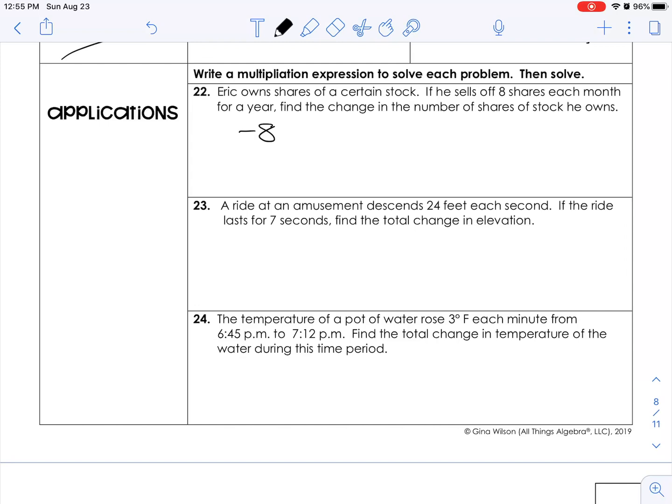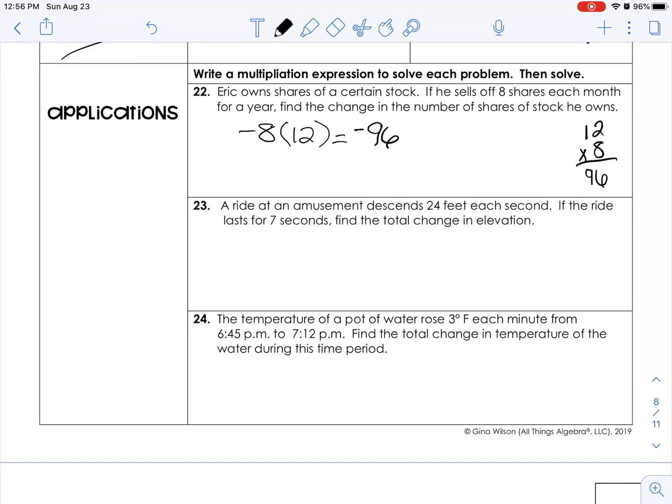So every month for a year, he sells 8 shares. So he's giving those away, so negative 8. And we know that there are 12 months in a year. So negative 8 times 12. You might need to go to the side, 12 times 8, to calculate 96. And then looking at our signs, the 8 is negative, the 12 is positive. Those are 2 different signs, so that's a negative 96.